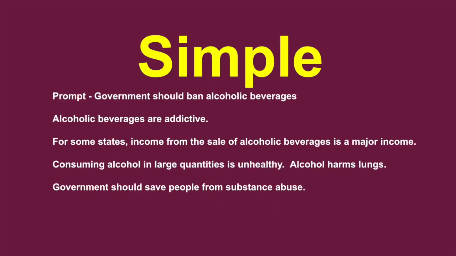A simple sentence usually conveys just one idea. Like if the prompt says government should ban alcoholic beverages, then your simple sentence can be like, alcoholic beverages are addictive. For some states, income from the sale of alcoholic beverages is a major income. Consuming alcohol in large quantities is unhealthy. Alcohol harms lungs. Government should save people from substance abuse. In each of these sentences, we are conveying only one idea.